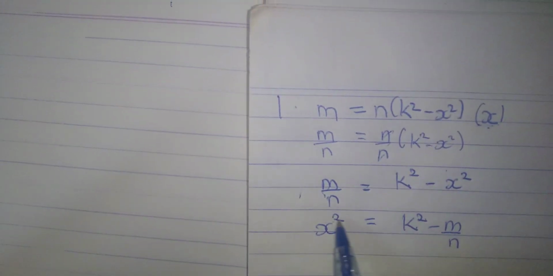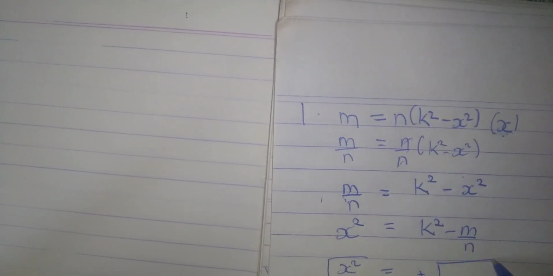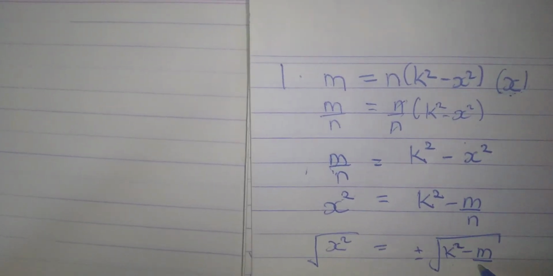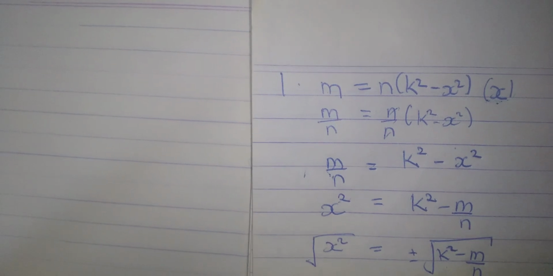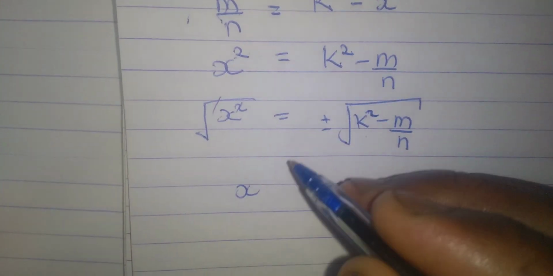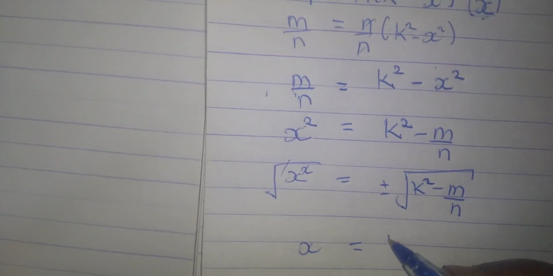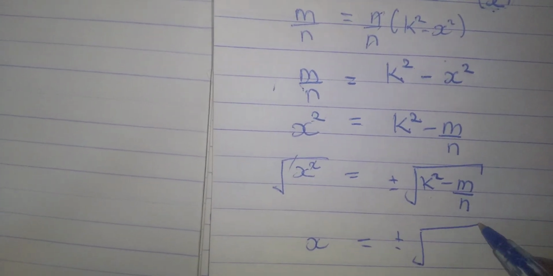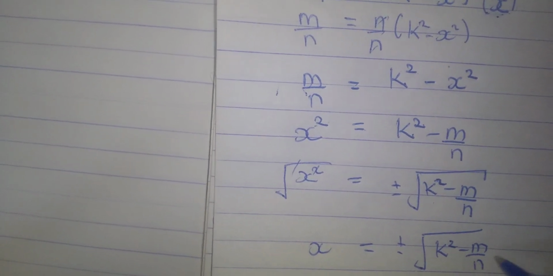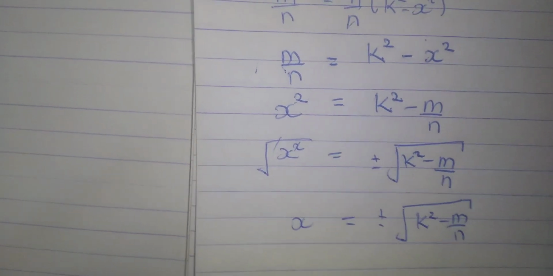So the only way to remove a square is putting a square root both sides. So the result is either positive or negative. So k squared minus m over n, this is our k squared, m over n. So the square goes with the square root. We shall finally have x equaling positive or minus root of k squared minus m over n. So that is done with that.